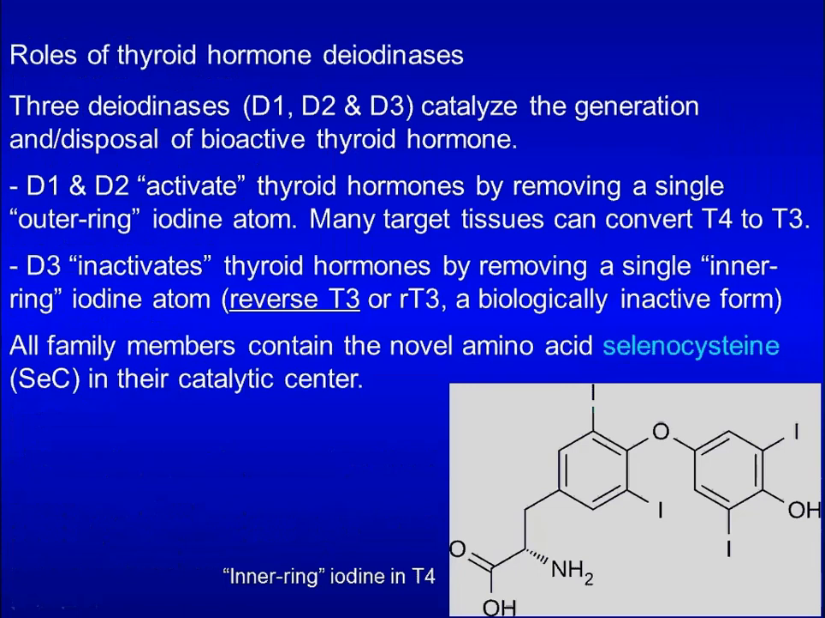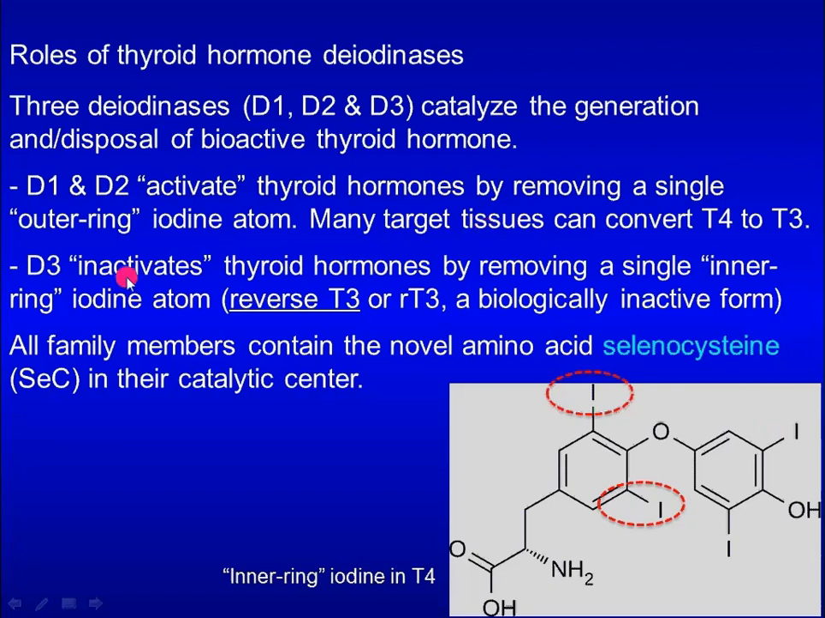Three iodinases, D1, D2, and D3, catalyze removal of iodine from thyroid hormone. D1 and D2 activate thyroid hormones by removing a single outer ring iodine atom. And this is the inner ring, and this is the outer ring. By removing a single outer ring iodine atom, it converts T4 to T3. Many target tissues have these D1 and D2 enzymes.